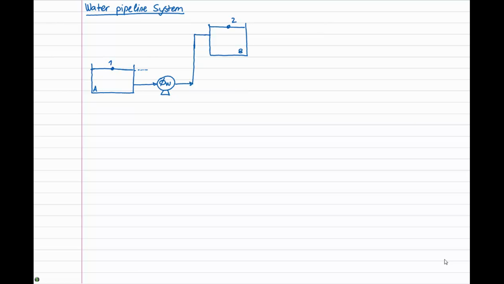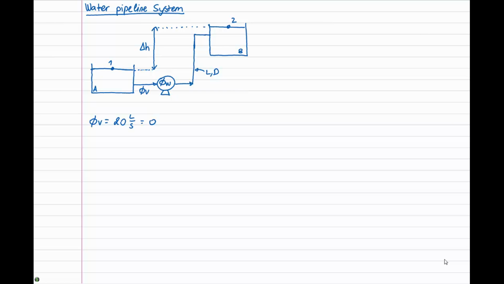The height difference between point 1 and 2, delta H, is 3 meters. We note the volumetric flow rate through the pipe, phi subscript V, which is constant. The pipe has a length L of 15 meters and a diameter D of 10 centimeters. The pipe has two 90 degrees bends.